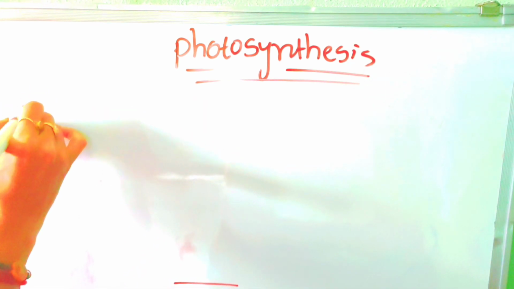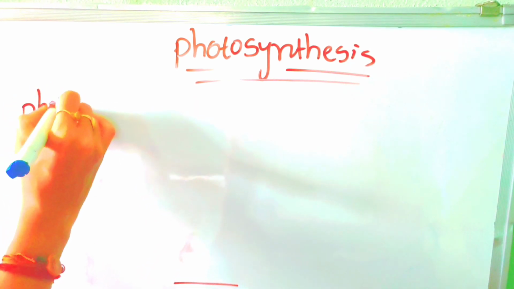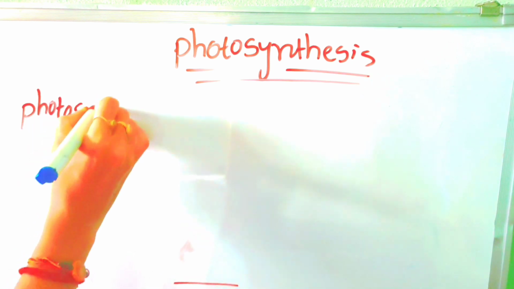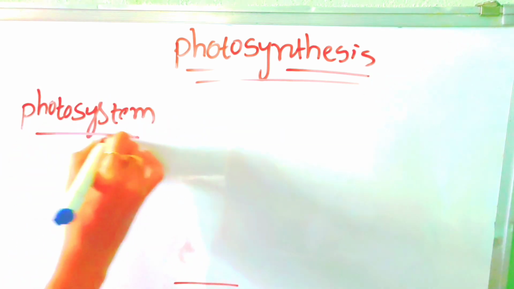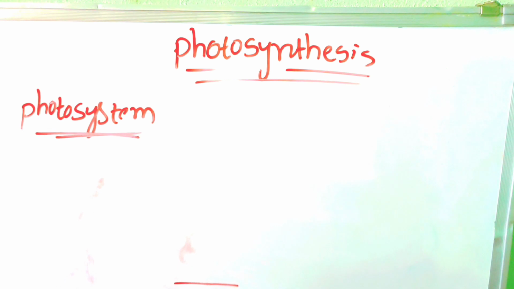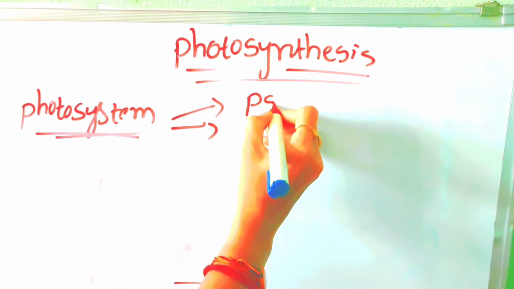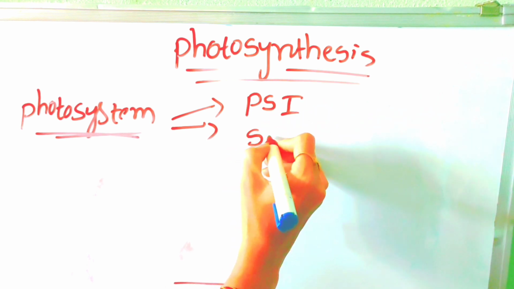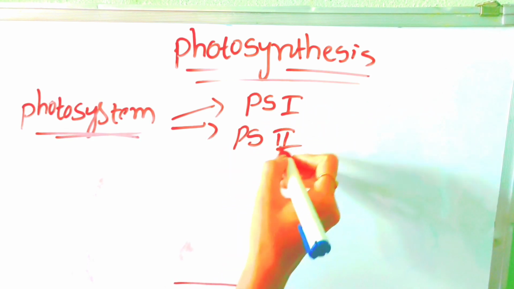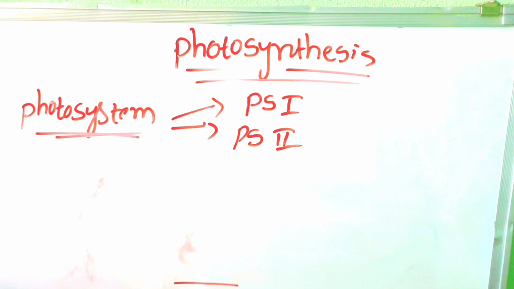The photosynthesis process utilizes the photosystems. How many photosystems are involved in photosynthesis? Two types of photosystems are involved. The first one is photosystem 1 and the second is photosystem 2. Okay, these two are very important for photosynthesis.